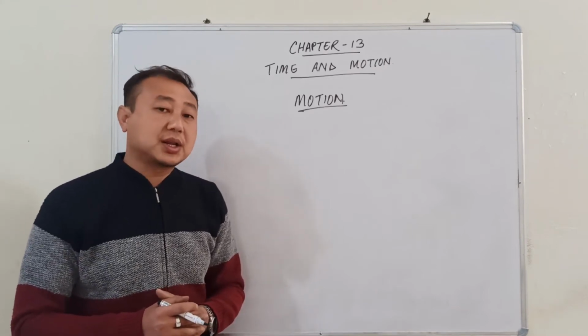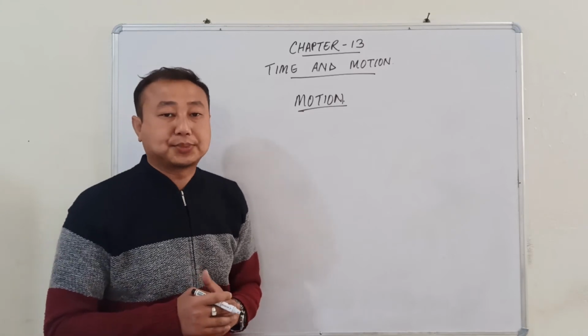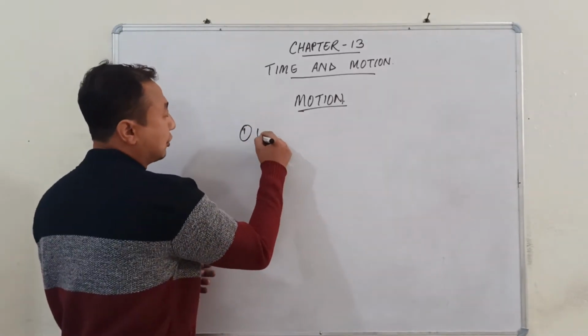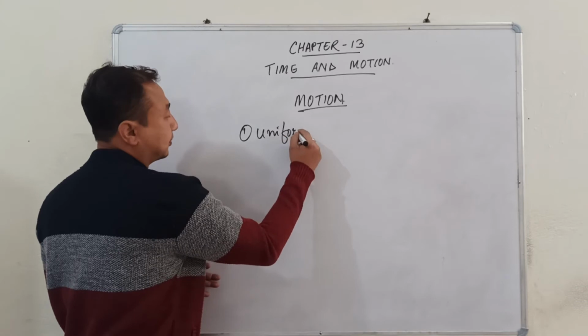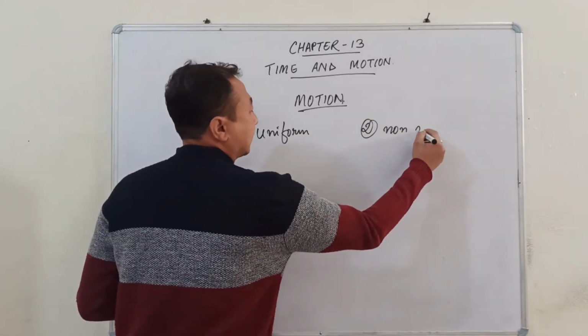These motions, depending upon how the object is moving, we can divide into two types. The first one is known as uniform motion, and the second one is known as non-uniform motion.